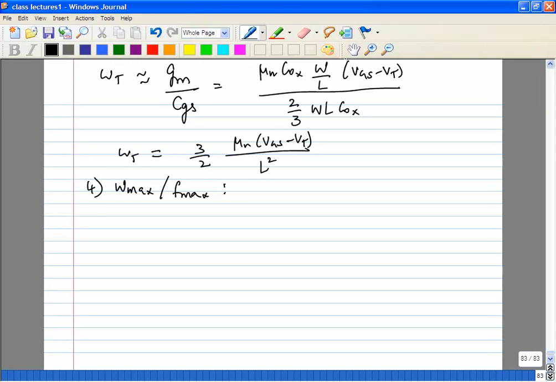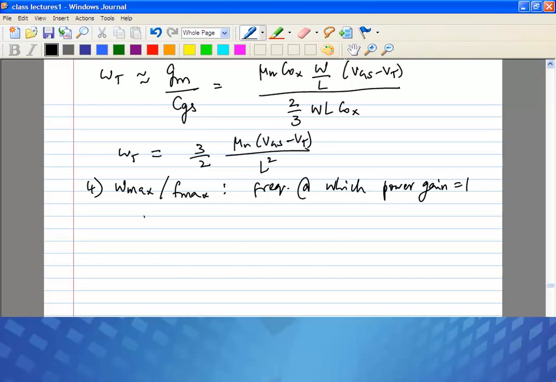Okay, so this is the frequency at which the power gain of the transistor goes to 1. So this is actually more important in many cases. And what you'll find is this is actually different from the omega t. Okay, so let's see what the power gain is.